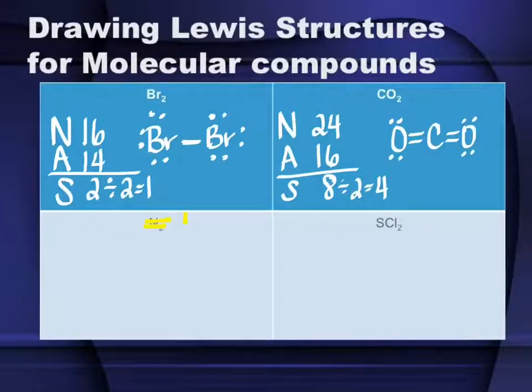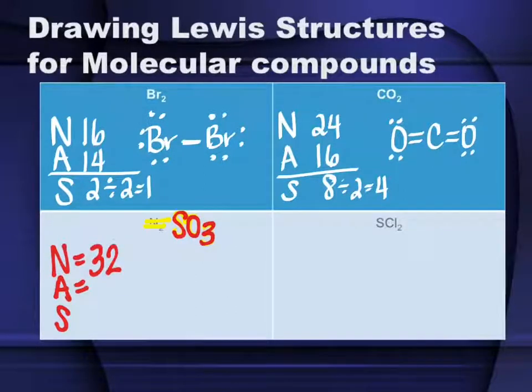Let's do SO3. So we have needed, available, shared. Needed is 32. Available is 24. That means how many are being shared? 8 divided by 2 is 4 bonds.